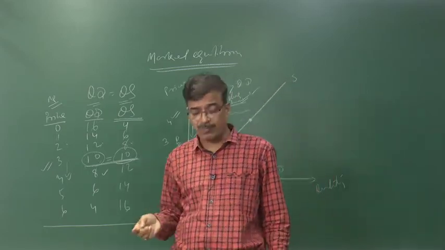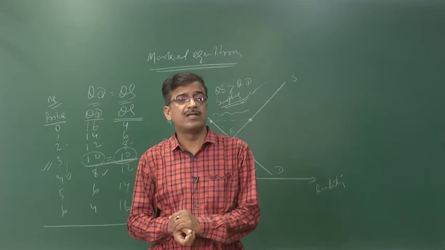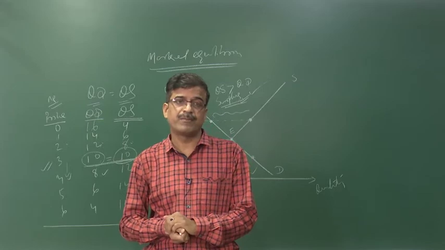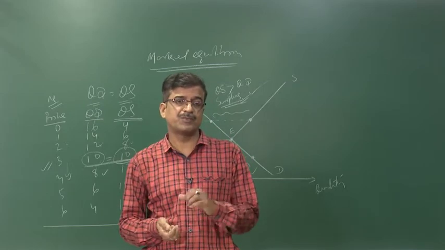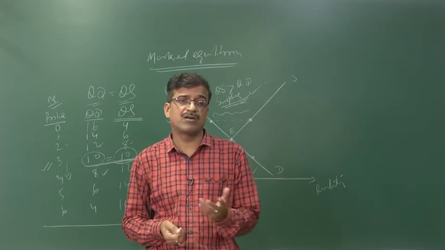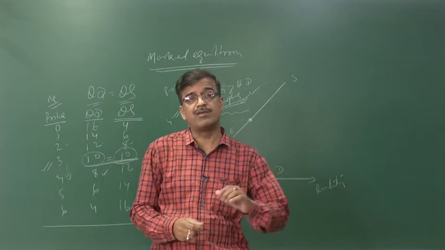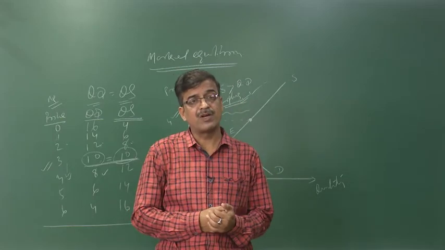Both the upward pressure and the downward pressure are required in order to reach the point of equilibrium. Suppose the question arises: which one is the most important factor, the demand or the supply, that plays an important role in determining the equilibrium price or equilibrium quantity?